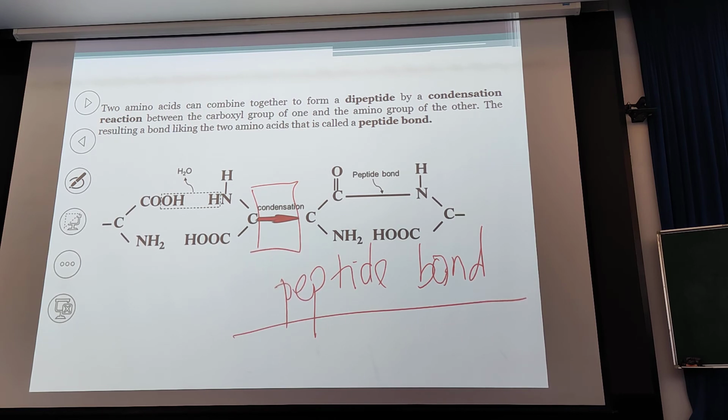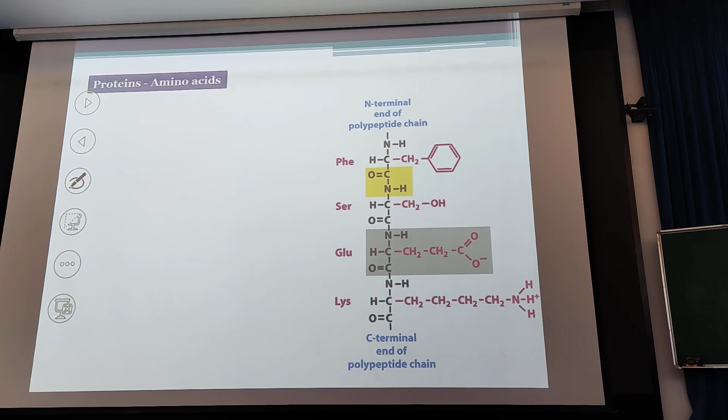Weak bonds and covalent bonds. Here are also strong bonds, and here also the covalent bonds again. And by the reverse reaction, two amino acids linked by the peptide bond can separate into two separate amino acids by hydrolysis. Okay? Remember.